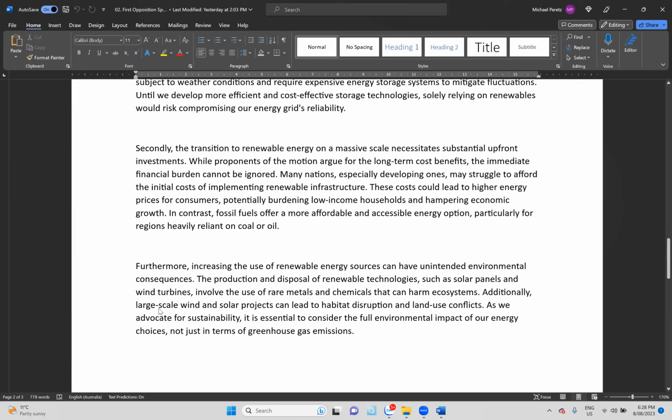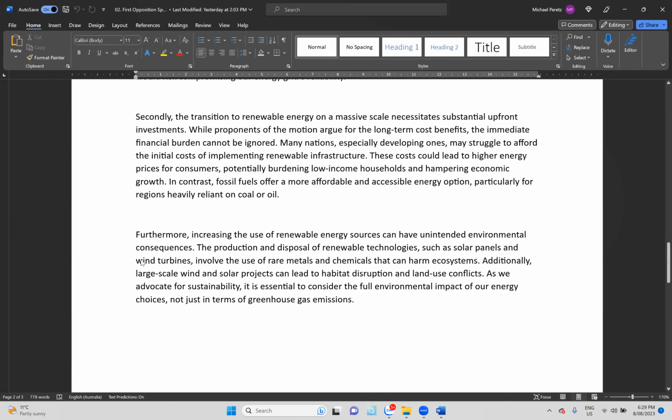Secondly, the transition to renewable energy on a massive scale necessitates substantial upfront investments. While proponents of the motion argue for the long-term cost benefits, the immediate financial burden cannot be ignored. Many nations, especially developing ones, may struggle to afford the initial costs of implementing renewable infrastructure. These costs could lead to higher energy prices for consumers, potentially burdening low-income households and hampering economic growth. In contrast, fossil fuels offer a more affordable and accessible energy option, particularly for regions heavily reliant on coal or oil.